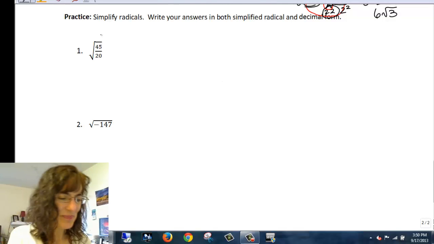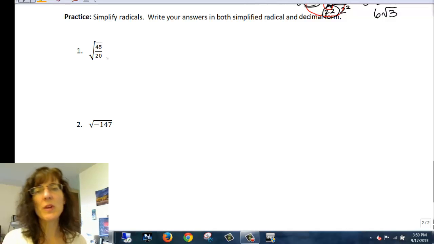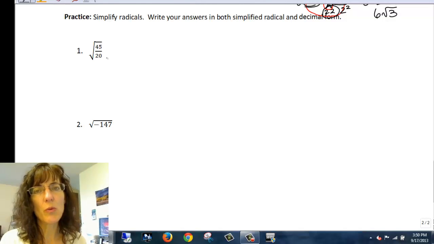Number 1, simplify the radical, write your answer in simplified radical and in decimal form. So I have the square root of 45 over 20. First thing I want to do is reduce my fraction that's under the radical, and then I'll break it into two separate radicals for the numerator and the denominator.